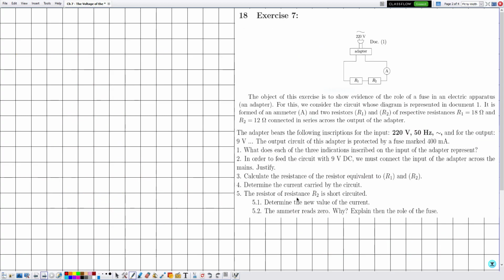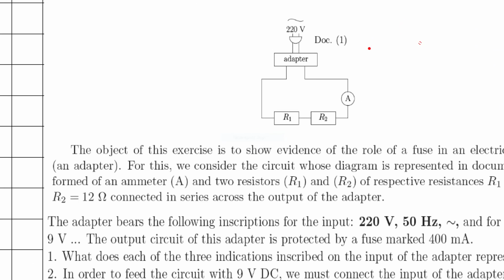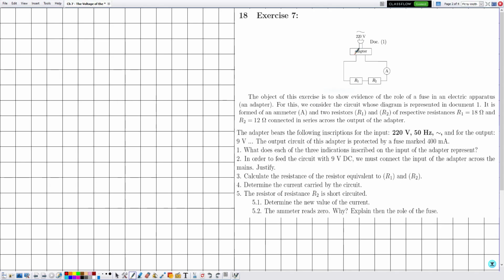Now moving to the next exercise, which is exercise number 7. The object of this exercise is to show evidence of the role of a fuse in an electric apparatus and adapter. So here in this document 1, we have the adapter. This adapter may correspond to the one of the phone or even the laptop. For this, we consider the circuit whose diagram is represented in document 1.